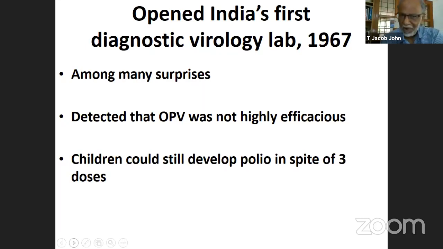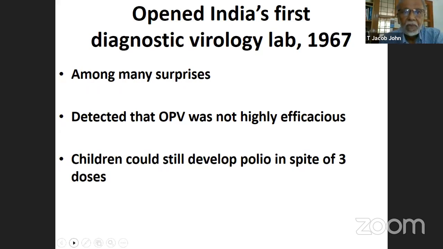We had many surprises, as you could imagine. When you look for new things, you find new things. But one of the most interesting was that we detected the oral poliovirus vaccine was not highly efficacious. Children could still develop polio in spite of 3 doses.